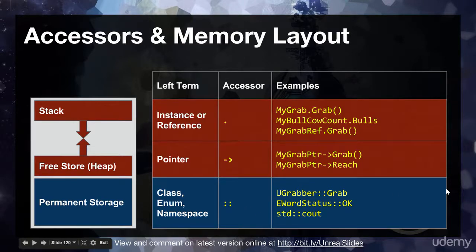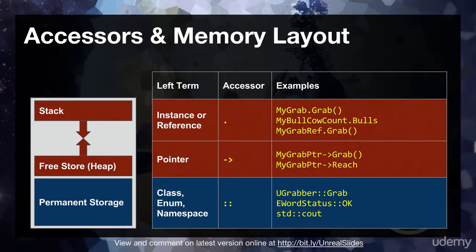The other two types of operator you use are arrow operators for pointers, and dots for instances or references. Let's look at some examples starting from the top. So myGrab.Grab. myGrab is an instance there of a grab class or grabber class or something like that, and .Grab is a method on it. MyBoolCount.Bools we used earlier in the previous section. That's a struct, and the .Bools is an integer member of that struct. Or myGrabRef.Grab is very similar to the top line. It's a reference to that method.